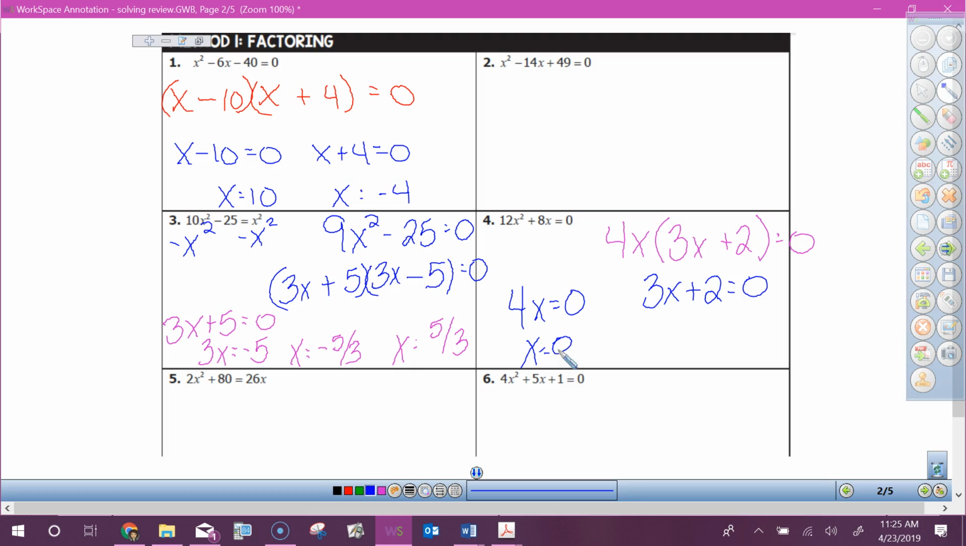This one I have to subtract 2 first. So I have 3x equals negative 2. So x is negative 2/3.